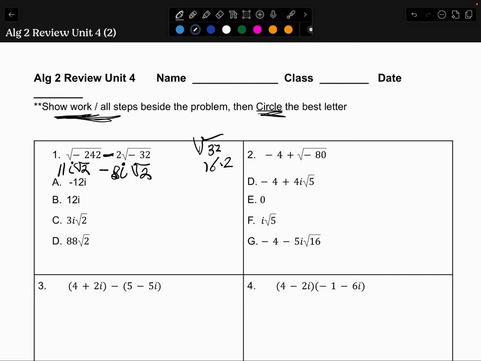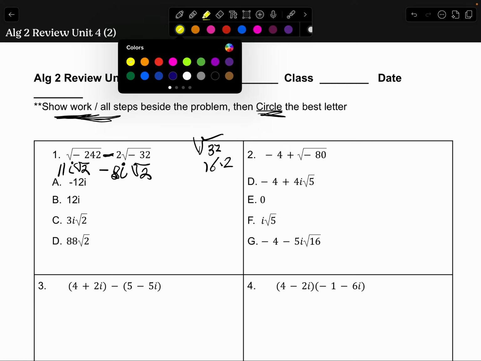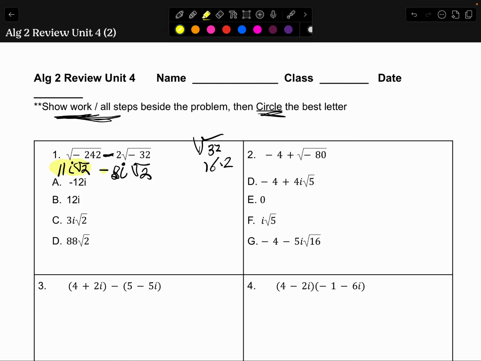So it looks like we have 11 of these things, take away 8 of the same things, the i square root of 2's. Or you could say 11i square root of 2's minus 8i square root of 2's. How many i square root of 2's are remaining? 11 take away 8 is 3. So we have 3i square root of 2. So you would circle the C. And you need to show that step in order to get credit for the problem. Otherwise, you get 0 for it.